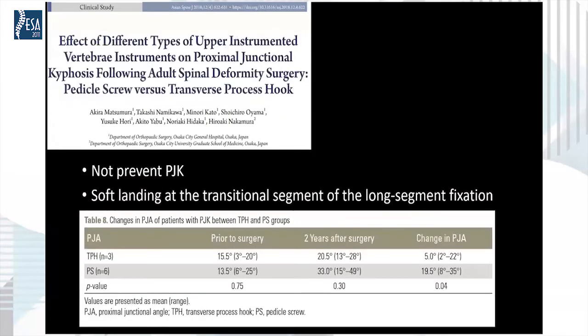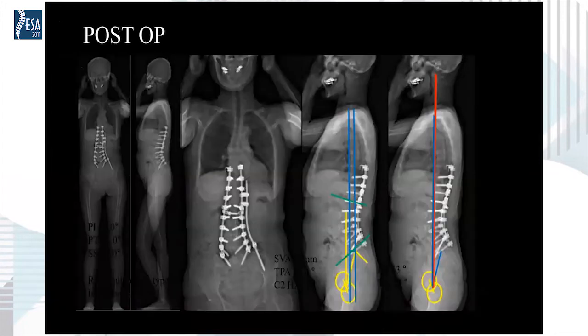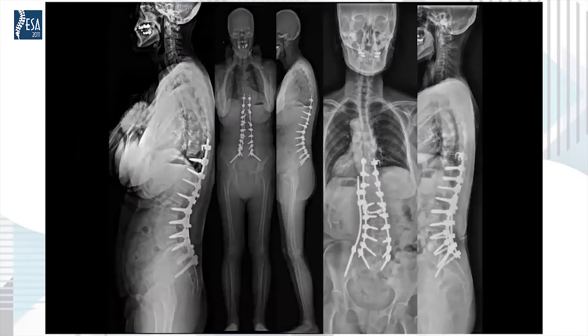According to these articles, hooks could prevent PJK or PJF compared to pedicle screws, and I agree with these results. This patient had coronal and sagittal malalignment before surgery. And so nowadays, I always use a proximal hook at the UIV level like this. So far, no one has suffered from myelopathy or paraparesis after this kind of UIV fixation method.